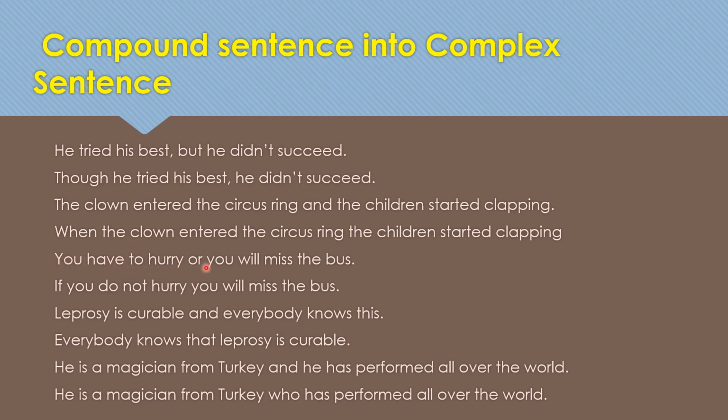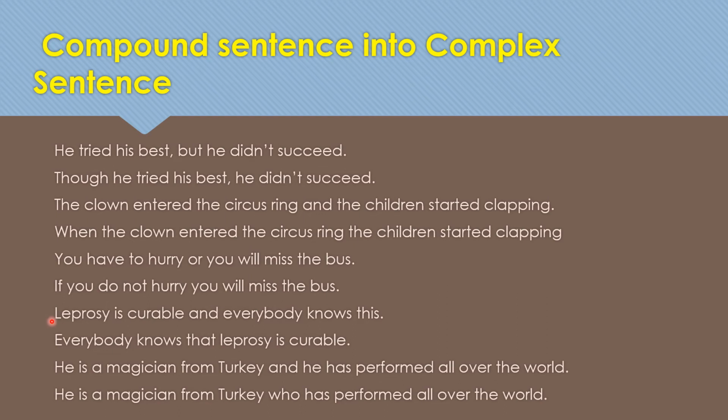You have to hurry or you will miss the bus. So this is a compound sentence. You have to hurry, one main clause, you will miss the bus, another main clause, joined by or. It's a compound sentence. You have to make it complex. Whenever there is or, you will begin with if. So, if you do not hurry, you will miss the bus. So what we have retained, you will miss the bus, we have kept as the main clause. And if you do not hurry is the subordinate clause. So this is a complex sentence.